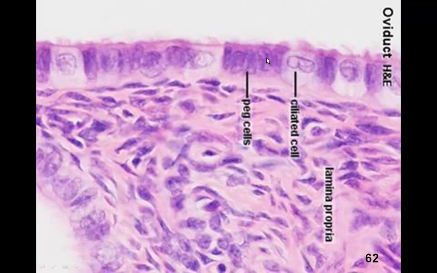I think I have a higher view. Yes. Here we find our PEG cells, our tall columnar epithelial cells. Again, the cytoplasm is going to stain a bit more intensely. It's more basophilic than that of the ciliated cells, and they lack cilia on their apical surface, whereas the ciliated cells that you see here, which are also columnar cells, are equipped with cilia on the free surface. And we see the lamina propria lying beneath the epithelium.